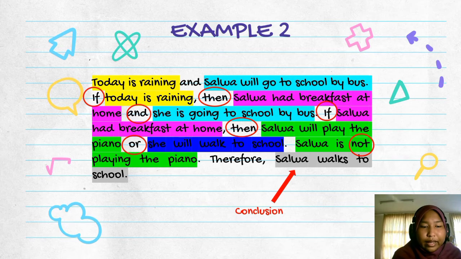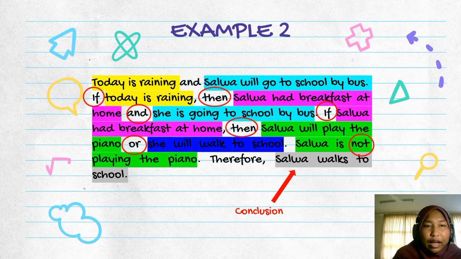I have highlighted a point from the argument. The premises are: today is rainy, Salwa will go to school by bus, Salwa had breakfast at home, Salwa will play the piano, and the last one, she will walk to school. So this is the conclusion for the argument: therefore, Salwa walks to school.